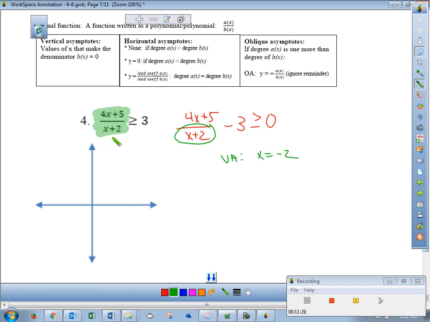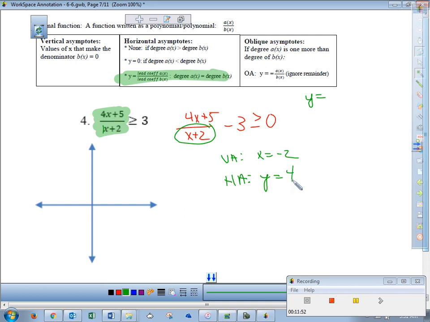Horizontal asymptotes, the degree of the numerator and the degree of the denominator are the same, right? So that's this situation. So it should be y equals leading coefficients over each other. Wouldn't that give you y equals, leading coefficient is 4, leading coefficient is 1, so 4 over 1, right? You would get y equals 4. But something happened to it.